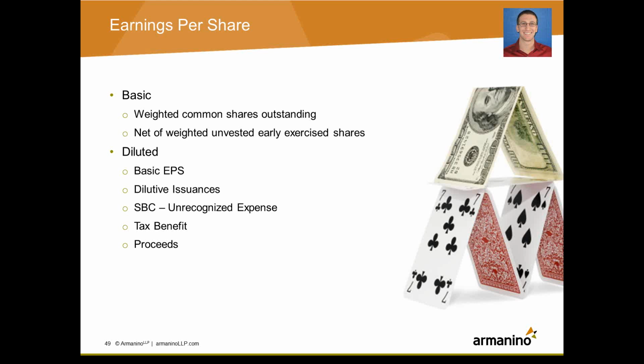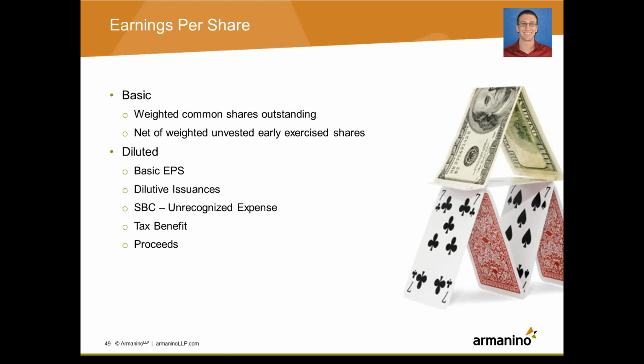So those restricted stock awards, while legally are considered outstanding stock, for accounting purposes, you need to remove them, the unvested shares as well. On the diluted side, things get more complicated. If you're in a loss position, the nice thing is that you don't have to disclose diluted EPS. It's the same as basic.